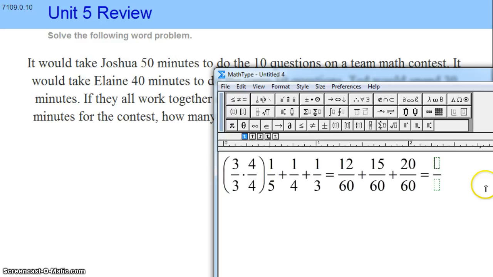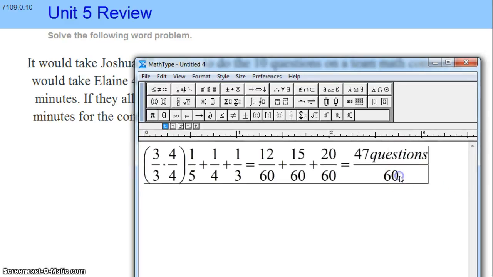So we can actually combine them, and the denominator stays the same. So combined, in 60 minutes, they can do 12 plus 15 plus 20, which is 47. And again, check my work after so you know how to do it. And make sure I got the right answer, because you can't always believe the guy talking on the screen. Okay, so we have got that combined, they can do 47 questions in 60 minutes.